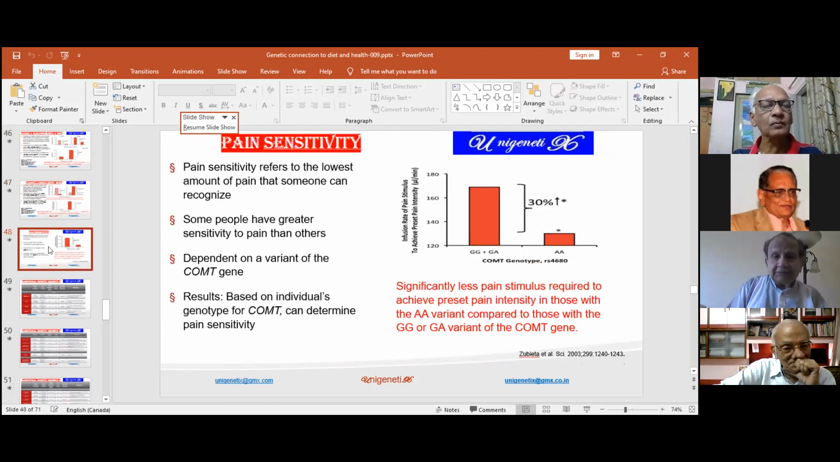Pain sensitivity. You give an injection, one person feels pain, another person doesn't feel pain. You go for the COVID injection, vaccination. Husband says, oh, it hurt me. And the wife says, it never hurt me. Pain sensitivity is different for different people, and it's based again on certain genes that you can see in the comparative chart.